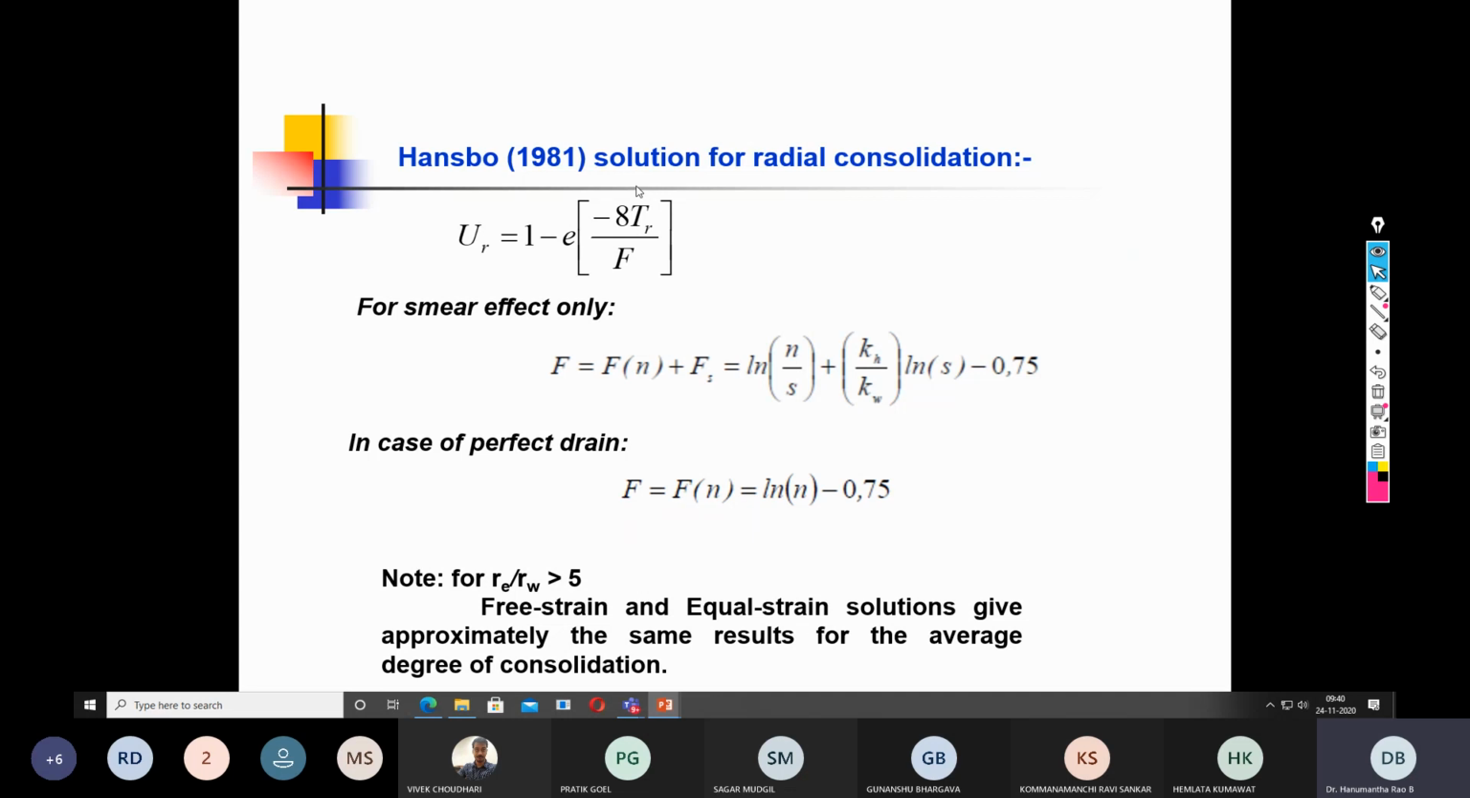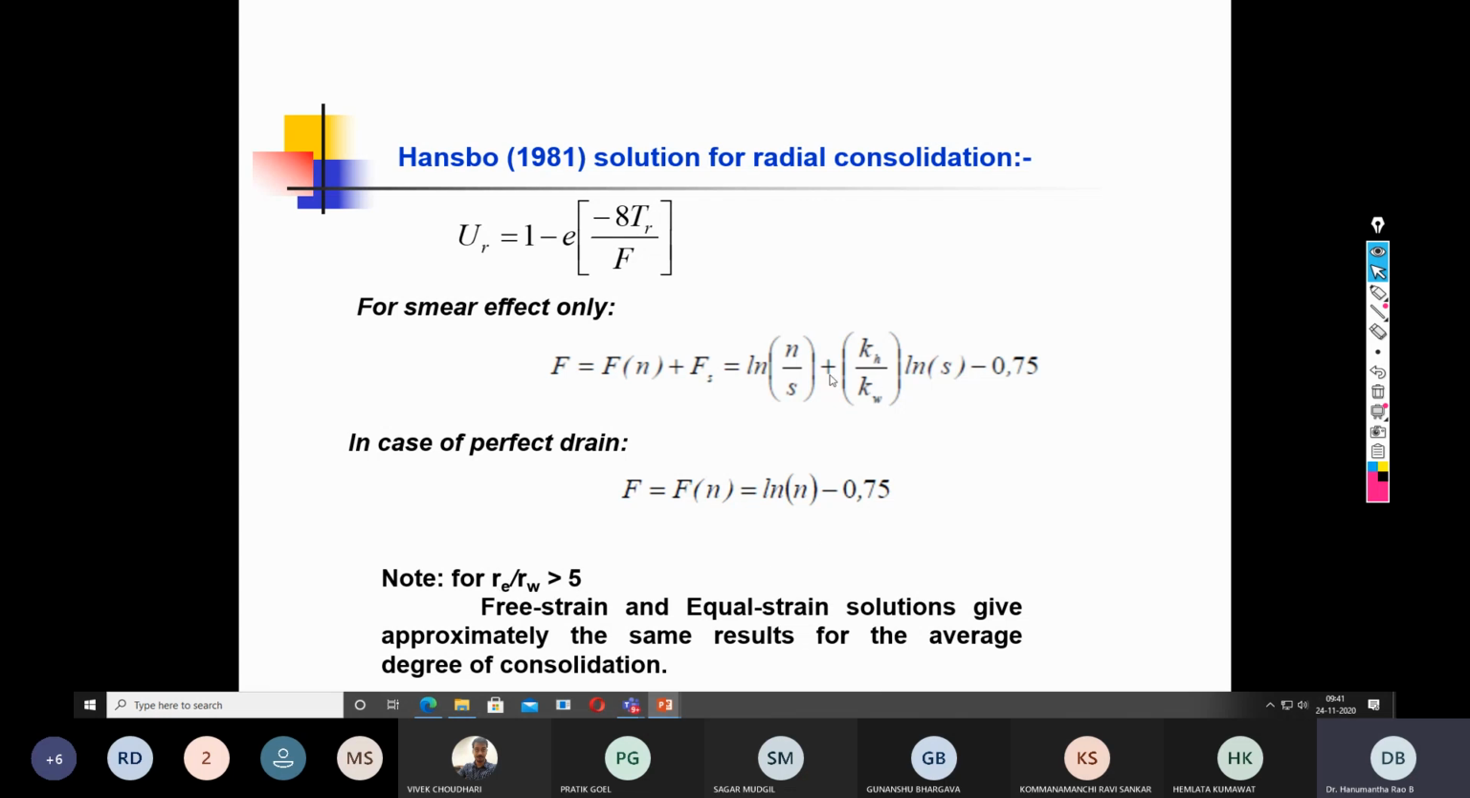The same Hansbo equation, they have now further segregated to account for only the smear effect and to account for only the drain effect. So if you want to account only for the smear without well resistance, the same form of equation was modified to ln n by s plus k_h by k_w into ln s minus 0.75. And in case it is a perfect drain, with no smear effect and no well resistance, then F is nothing but ln n minus 0.75, only the ratio of R_e by R_w.